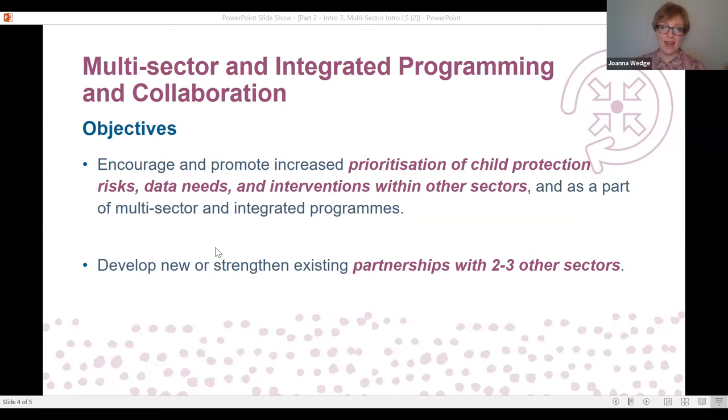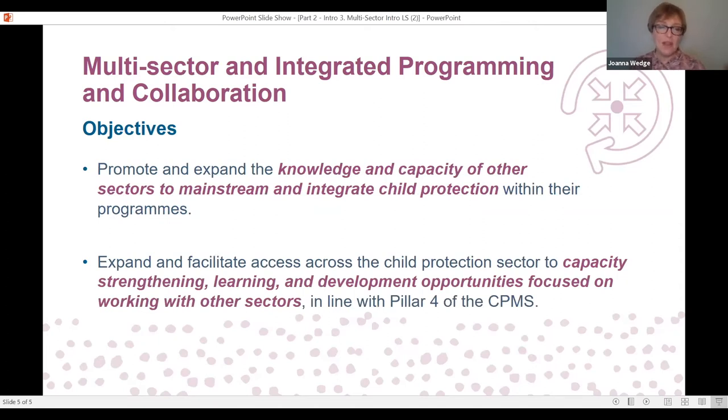Go on to the next slide, we'll see the rest of the objectives for strategic priority three. To promote and expand the knowledge and capacity of other sectors to mainstream and integrate child protection within their programs. We have a number of opportunities. I was just in a previous session talking about some of these opportunities and who some of the key people are that we need to be talking to. That will depend a little on what sectors we prioritize, but we also want to push this beyond just two or three sectors where we can, creating buy-in and improving knowledge and capacity of all humanitarian actors. That's where pillar four of the CPMS will be able to help us reach out to all actors involved in the humanitarian effort.